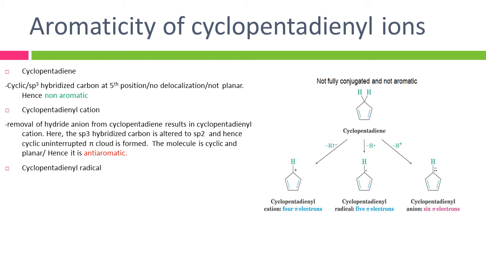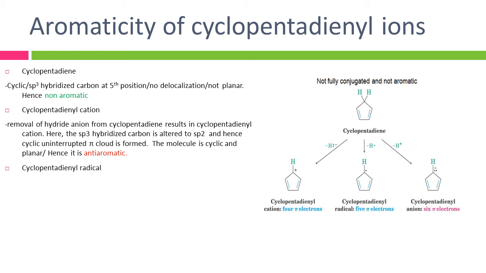Cyclopentadienyl radical. Removal of a hydrogen atom results in cyclopentadienyl radical, which has sp2 hybridized carbon but with 5 electrons, and hence it is non-aromatic. Cyclopentadienyl anion. Abstraction of a proton results in cyclopentadienyl anion, which has sp2 hybridized carbon with 6 pi electrons and uninterrupted pi cloud, resulting in delocalization.